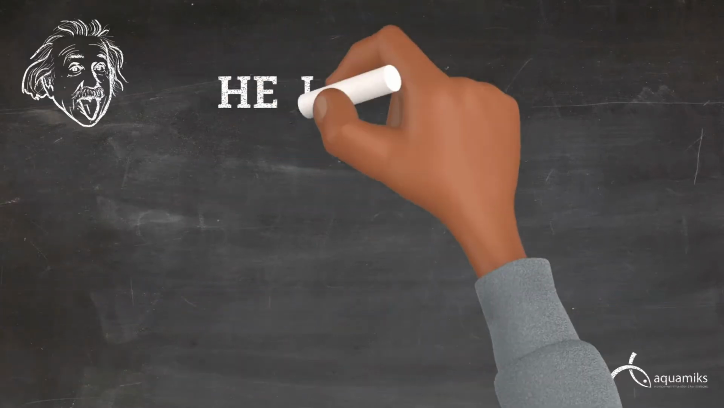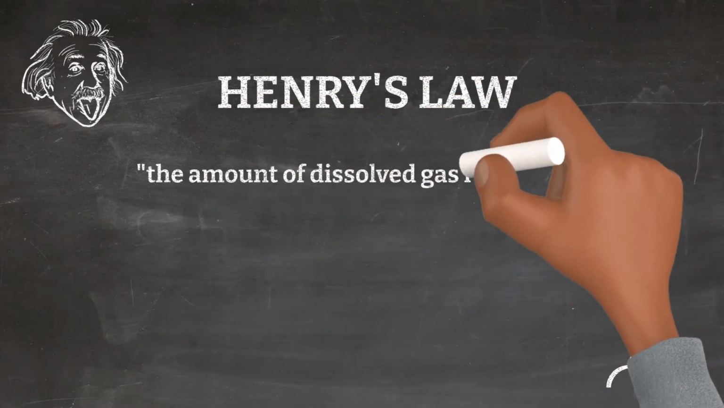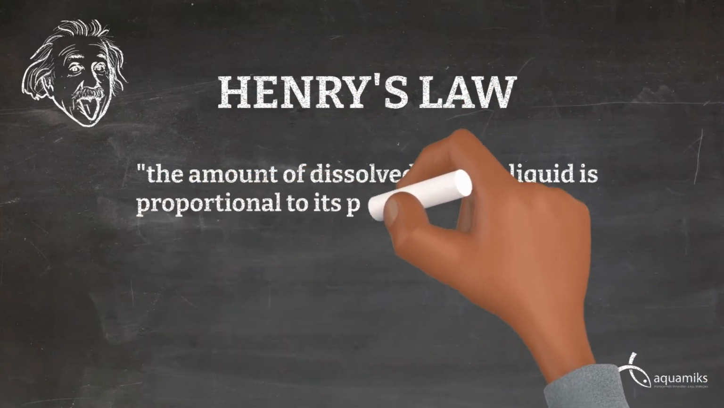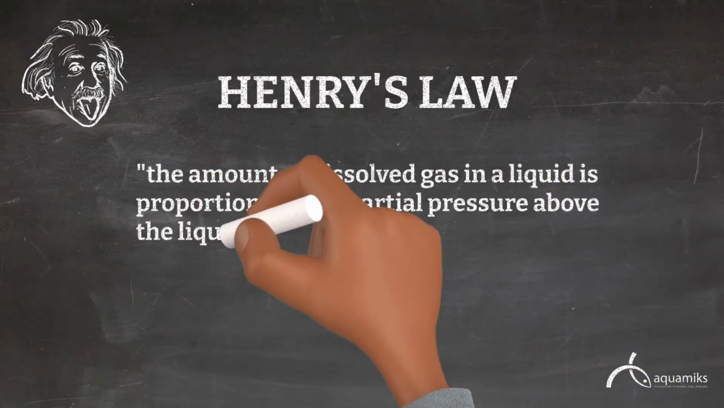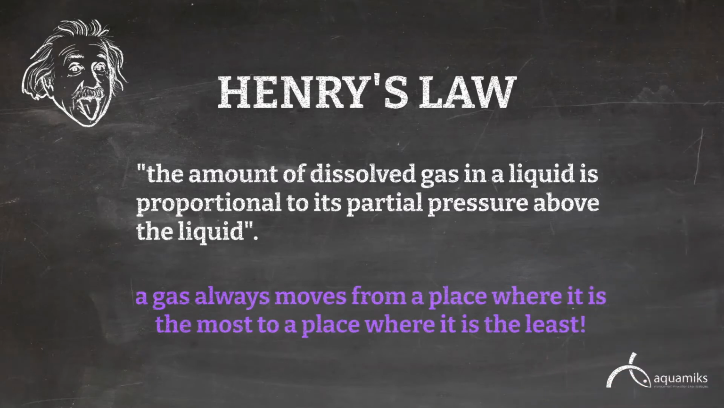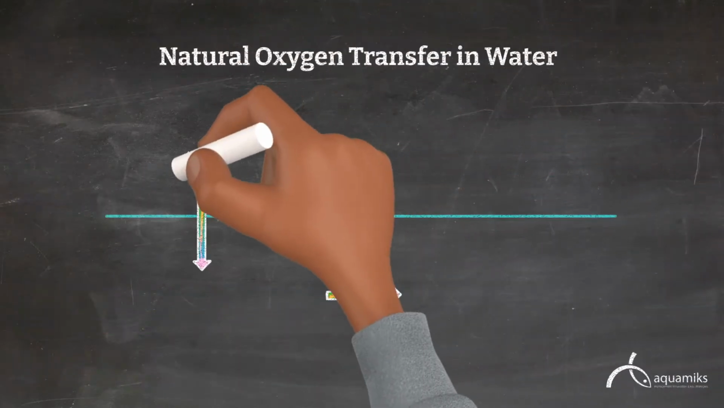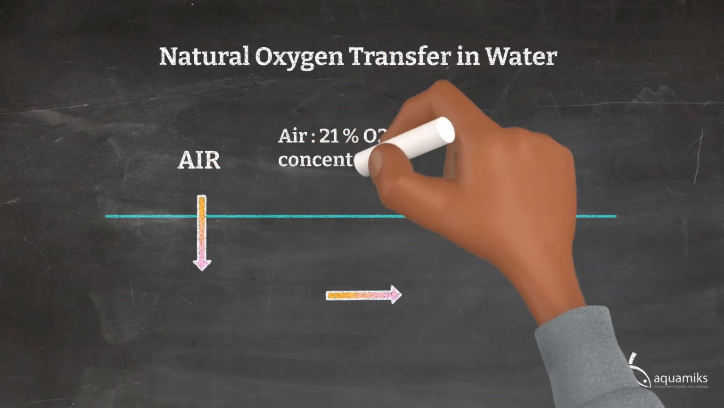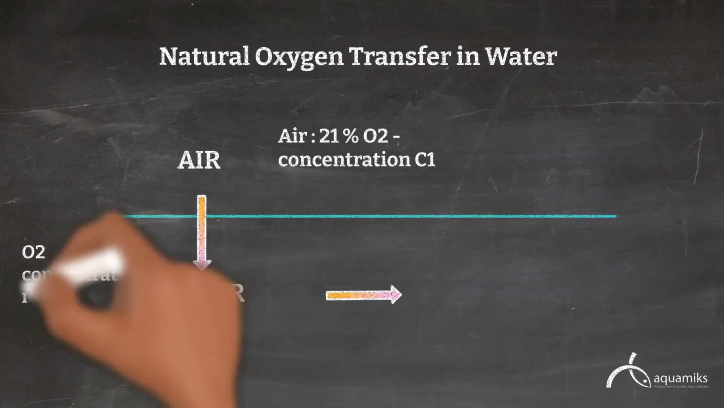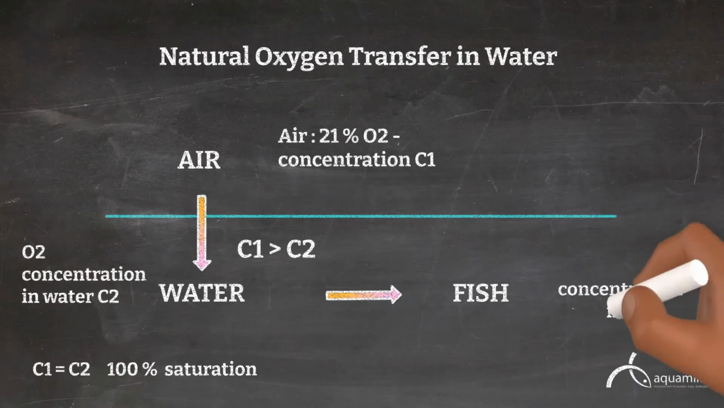Then, we need to know Henry's law, that states that the maximum amount of gas dissolved in a liquid, saturation, is proportional to the partial pressure of this gas above the liquid. A gas always moves from the place where there is the most to the place where there is the least. Once we learn that, we understand that oxygen, 21% in dry air, can dissolve in water at a fixed ratio, without any artificial intervention.